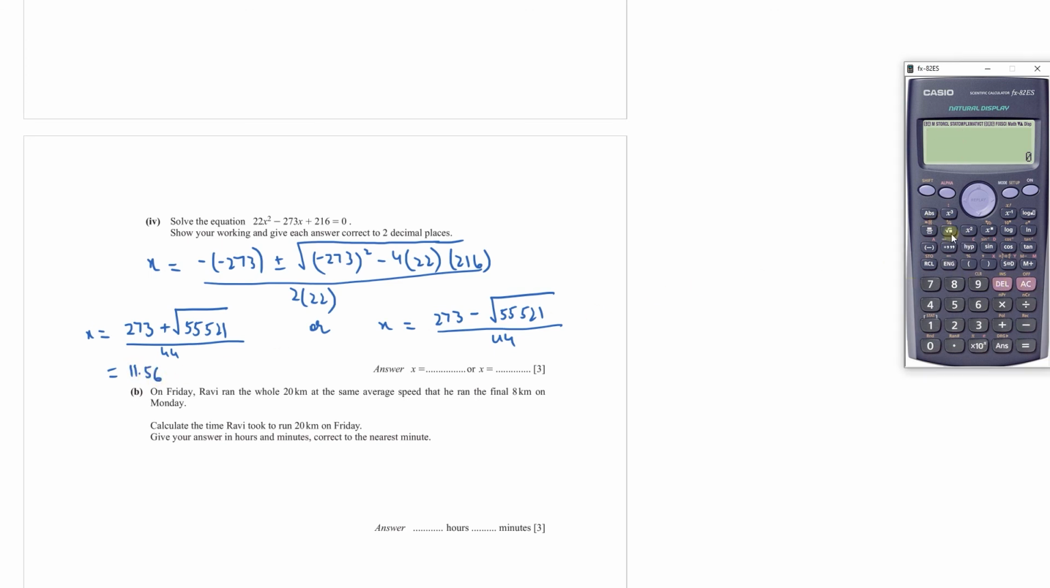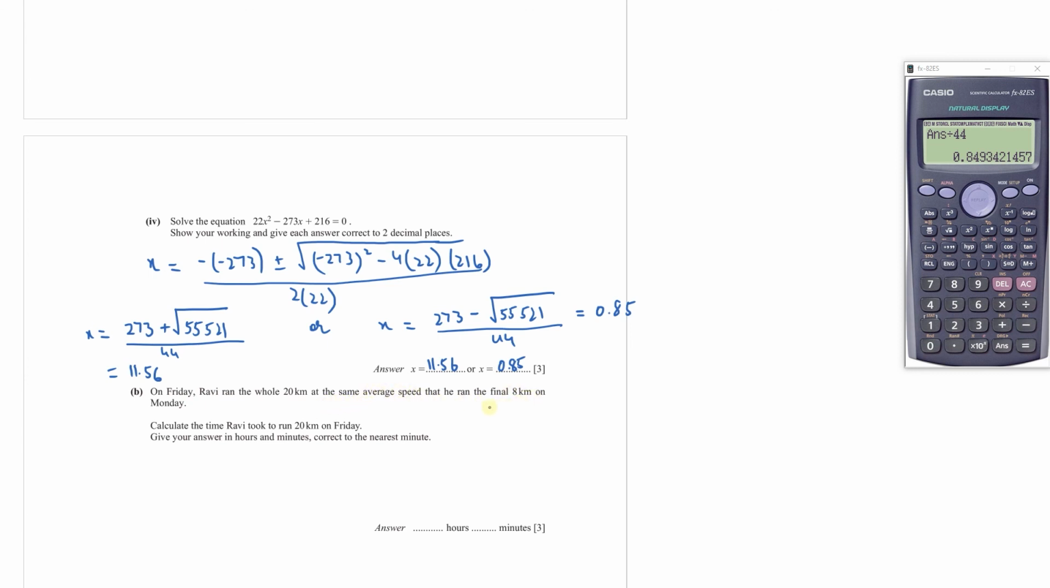And then for this one, I'll take the square root of 55,521 and then 273 minus answer and then divide by 44. And up to 2 decimal places, this will be 0.85. So x is 11.56 or x equals 0.85.